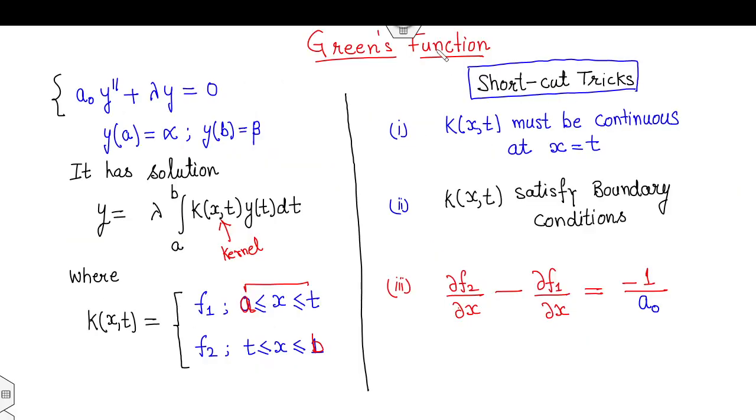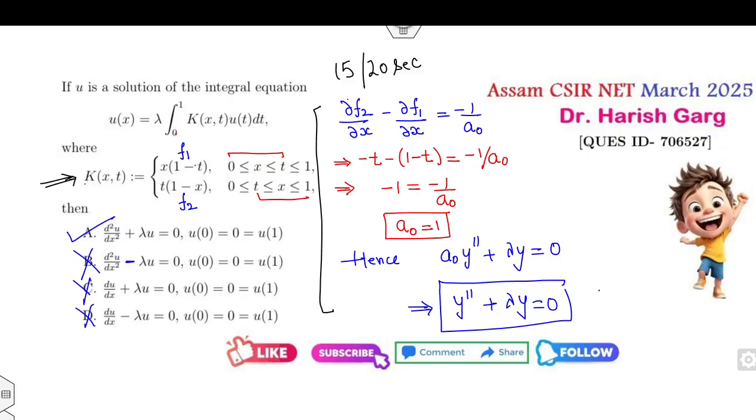Then what is the shortcut for the Green function? You always start from here. The partial derivative of f2 with respect to x minus the partial derivative of f1 with respect to x is equal to minus 1 divided by the coefficient of y double dash. And now you can see I can take the same one and I got the value of a0 as 1. So therefore the differential equation A is my right answer.